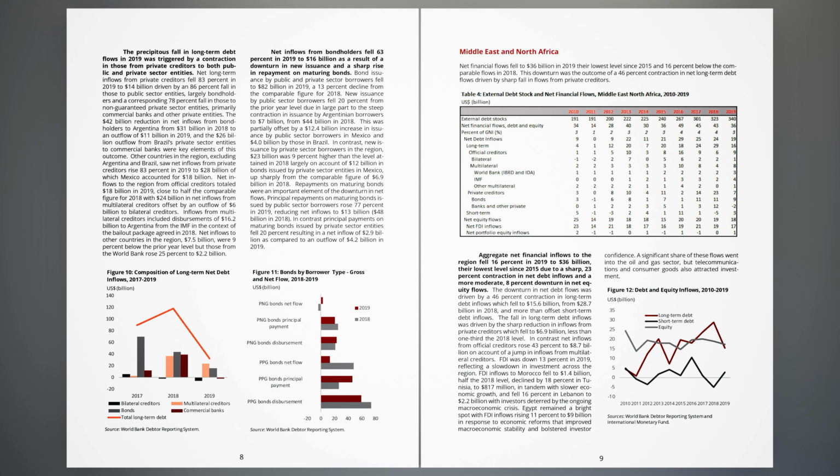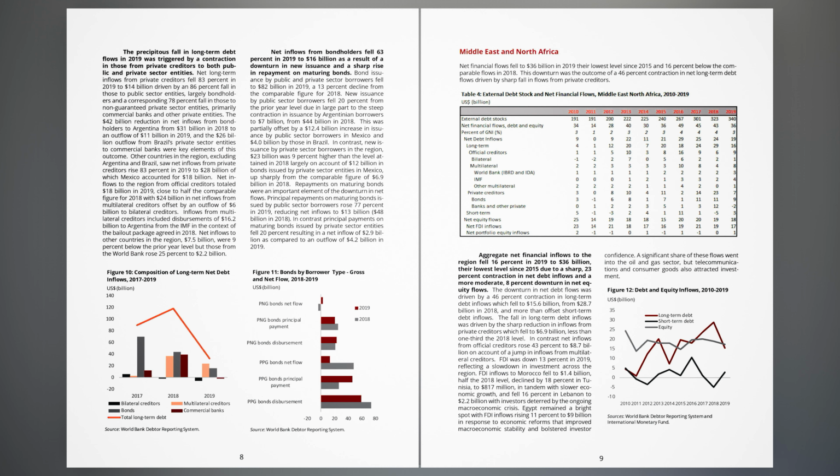Middle East and North Africa. Net financial flows fell to $36 billion in 2019, their lowest level since 2015 and 16% below the comparable flows in 2018. This downturn was the outcome of a 46% contraction in net long-term debt flows driven by a sharp fall in flows from private creditors. Table 4. External debt stock and net financial flows, Middle East and North Africa, 2010-2019.